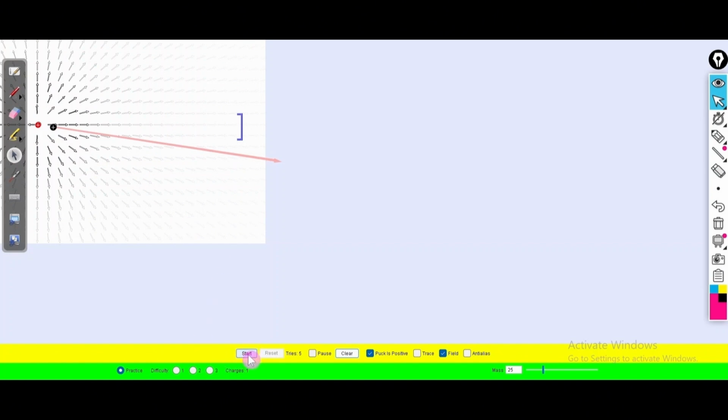So I'm going to start this simulation. Here there is a force of repulsion between these two charges. This is actually the in-depth intuition of the force of attraction and repulsion between these two charges.